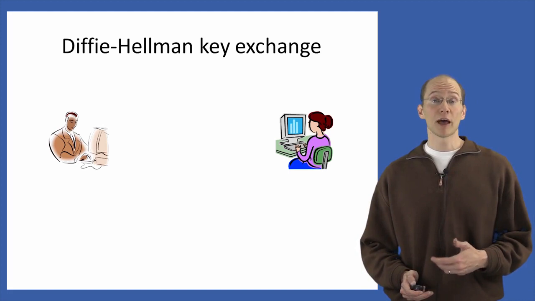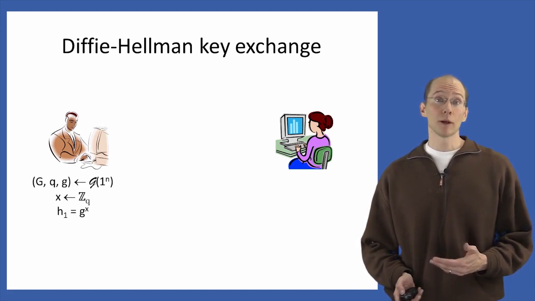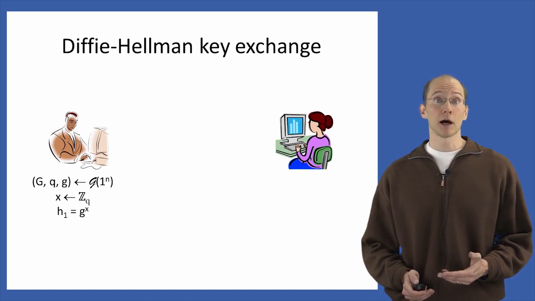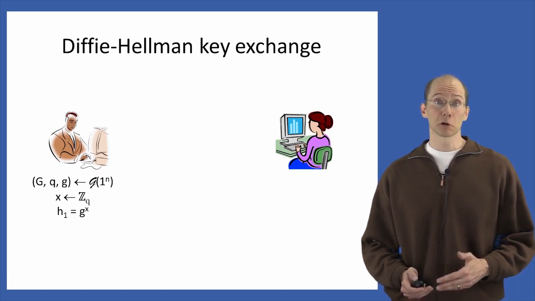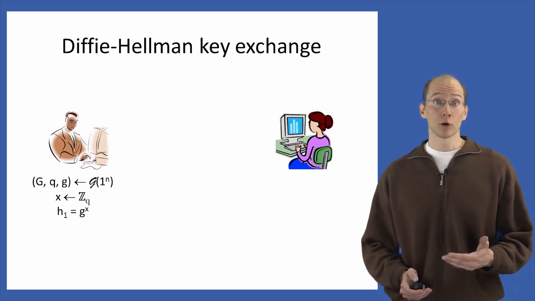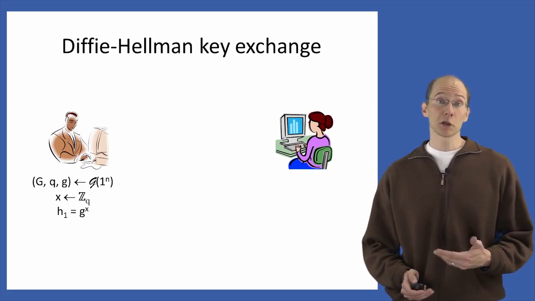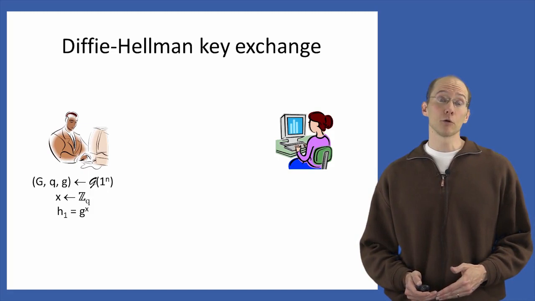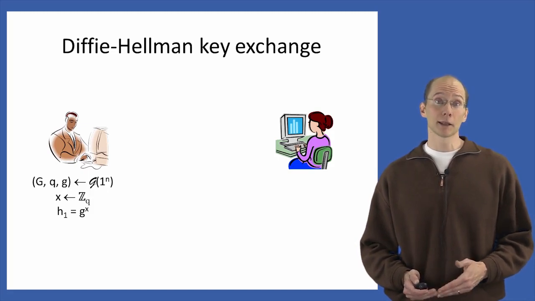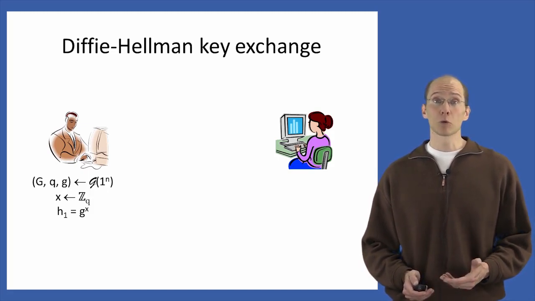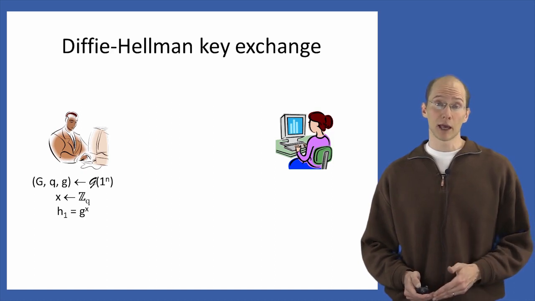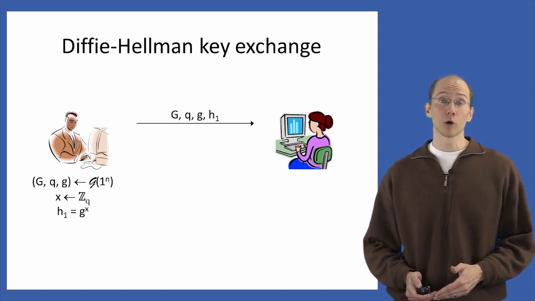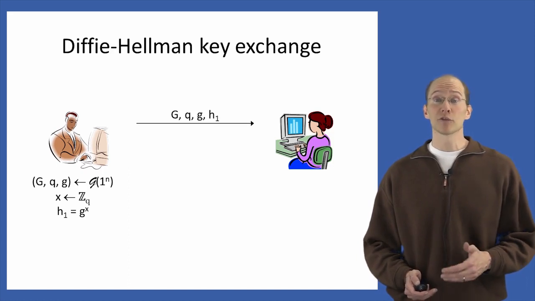So recall that that protocol began by having one party run a group generation algorithm to obtain a description of a cyclic group, capital G, whose order we'll denote by q, along with a generator g of that group. That party will also then choose a uniform exponent x and compute the value h1 equal to g to the x. And they'll send the parameters they just chose along with the element h1 as the first message of the protocol.